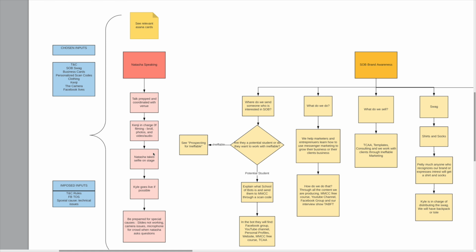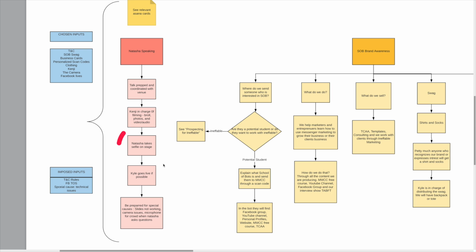So the next process here is going to be Natasha takes a selfie on stage. Is it possible for her to grab a selfie? If you were going into this without a system, you might not take the time to think, oh, it'd be really important for me to grab a selfie while I'm up on stage, to use that as content after the fact, after you've given a successful speech.